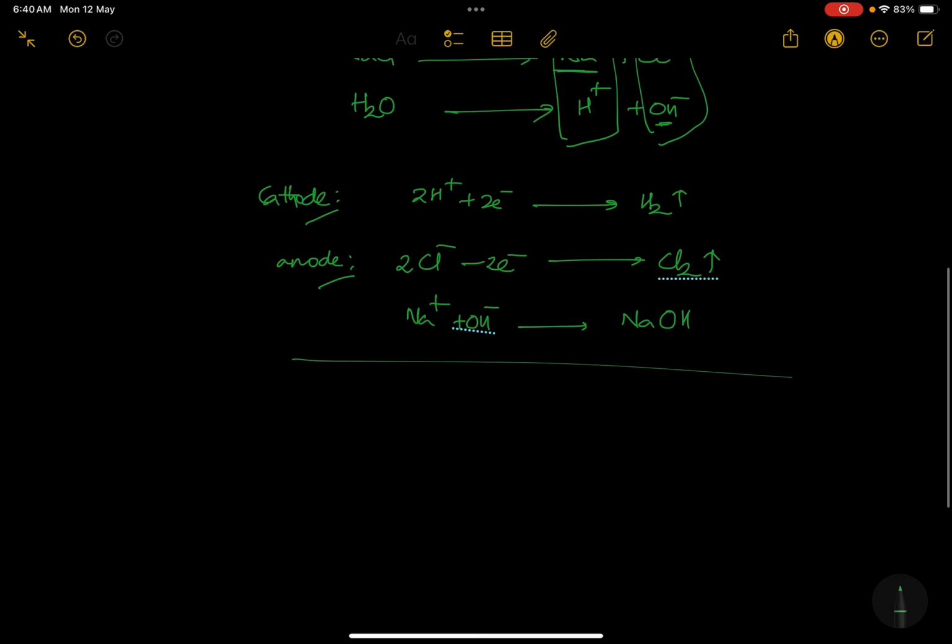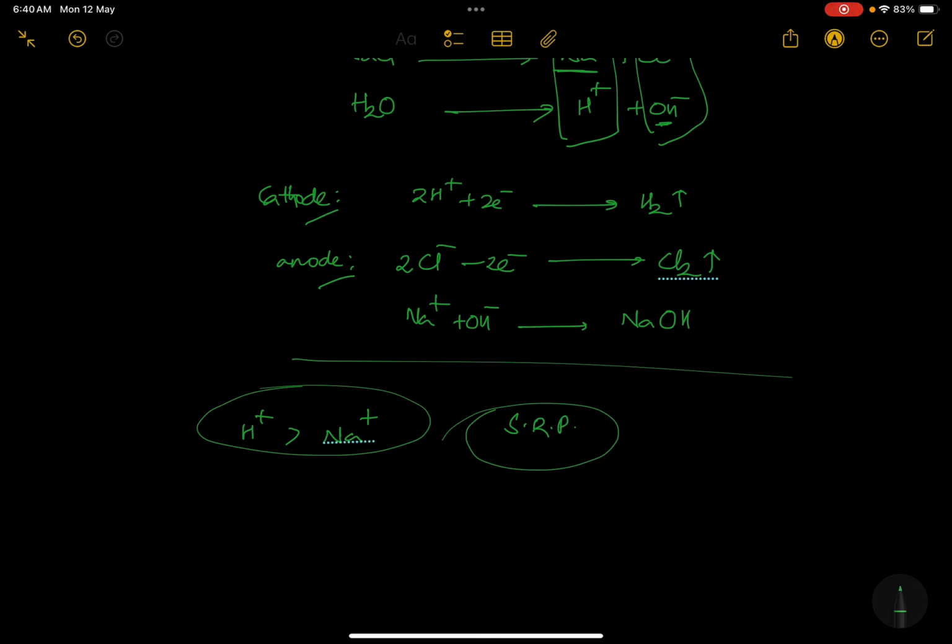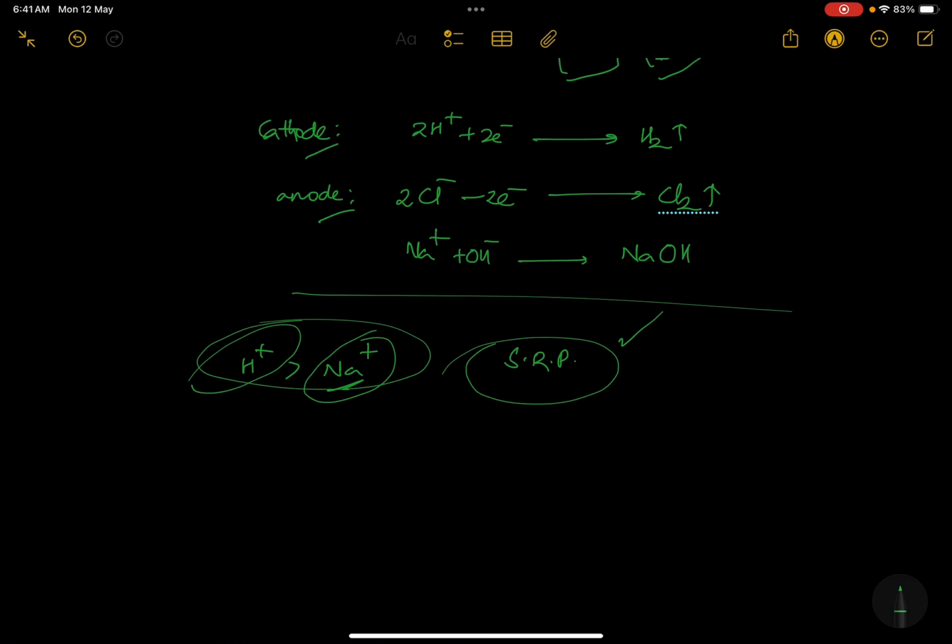Now the question is, why does H+ go first towards the cathode rather than Na+? It all depends on SRP values, the standard reduction potential value. The sodium ion's reduction potential value is very low compared to H+, which means sodium doesn't want to get reduced easily. Sodium doesn't want to convert into Na easily. H+ is comparatively easy. So based on SRP values, you can decide this. We will be discussing that in detail later.